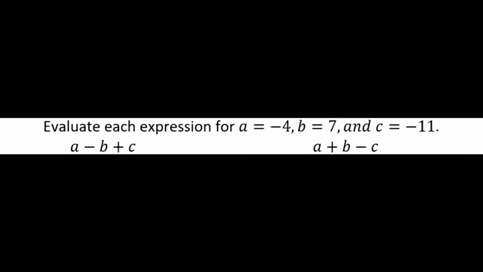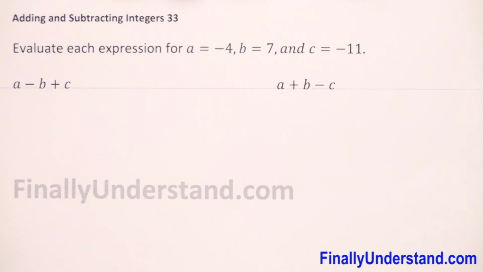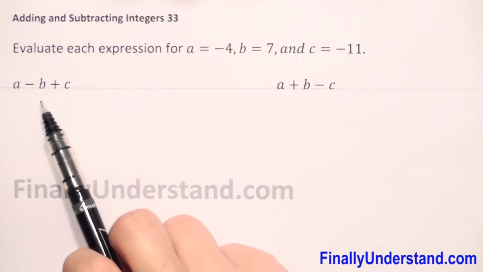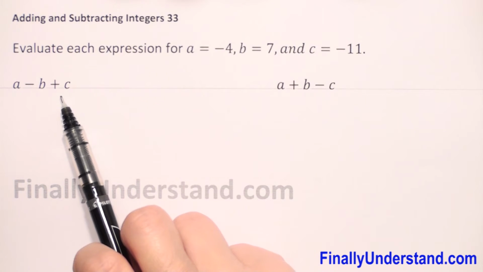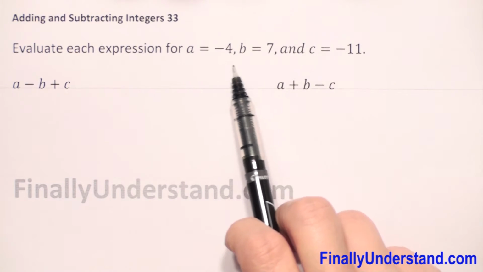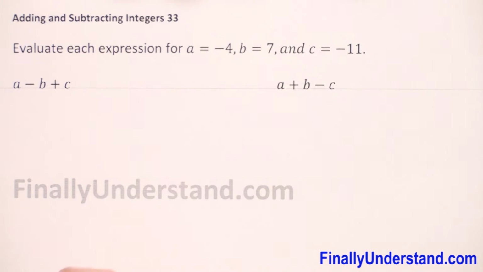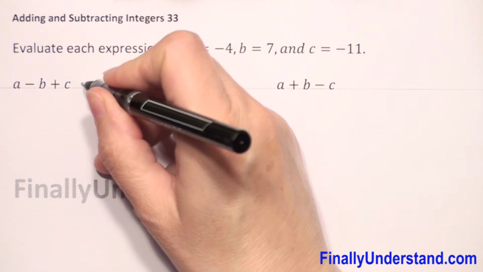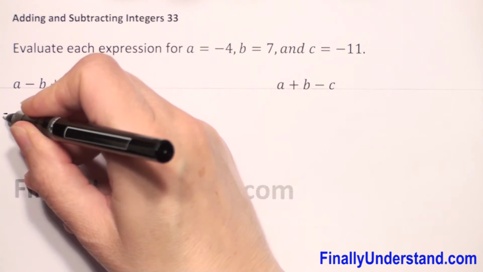Evaluate each expression for a equals -4, b equals 7, and c equals -11. First expression is a minus b plus c. So first we have to substitute every variable by the given values. So we can write that this is equal.